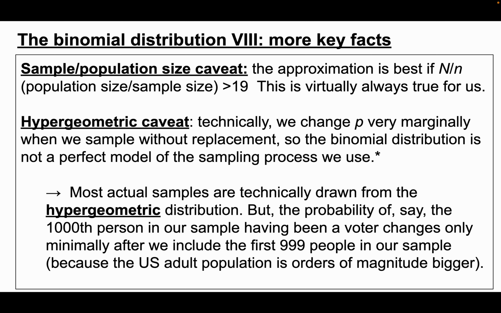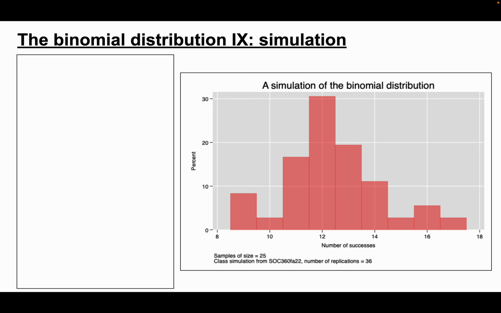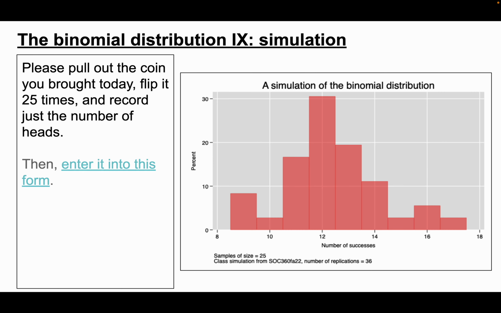our sample having been a voter changes only minimally after we include the first 999 people. But by the end of the sample, the 1,000th person has a slightly different probability than did the first person who was taken from a population where we hadn't yet disturbed it, right? And in most actual samples, you can't end up in the sample twice. But fortunately, this actual difference is extremely minimal because the US adult population is orders of magnitude bigger. So when we take someone out of the population and put them into the sample, we're not really changing the population very much. Finally, this is where we would come to the point where we would do a simulation in our class.